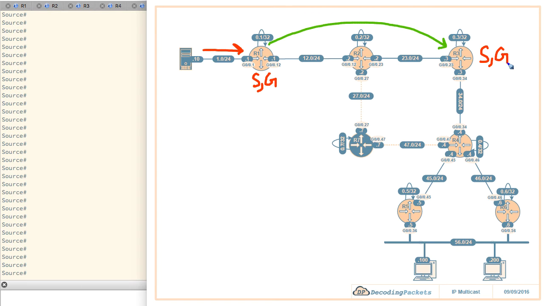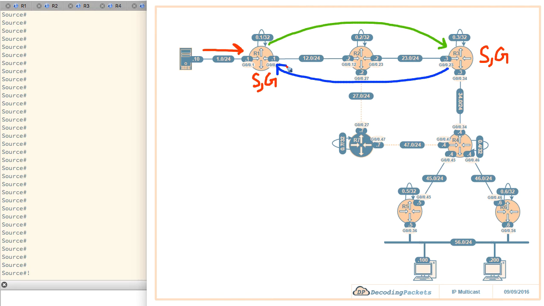And because there are no intended receivers right now, there is no star comma G entry that matches this group, it should almost immediately respond with a register stop message. Now in our packet capture, there's a caveat here.